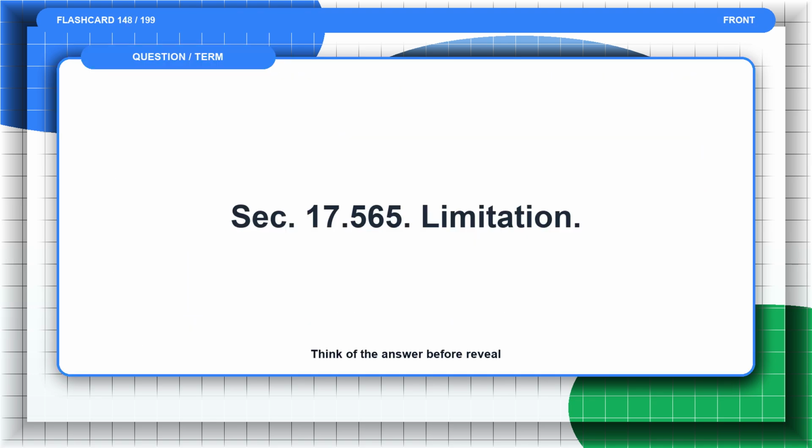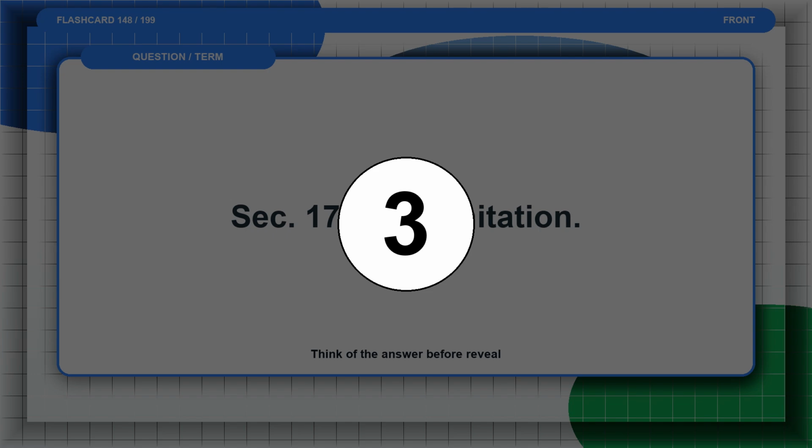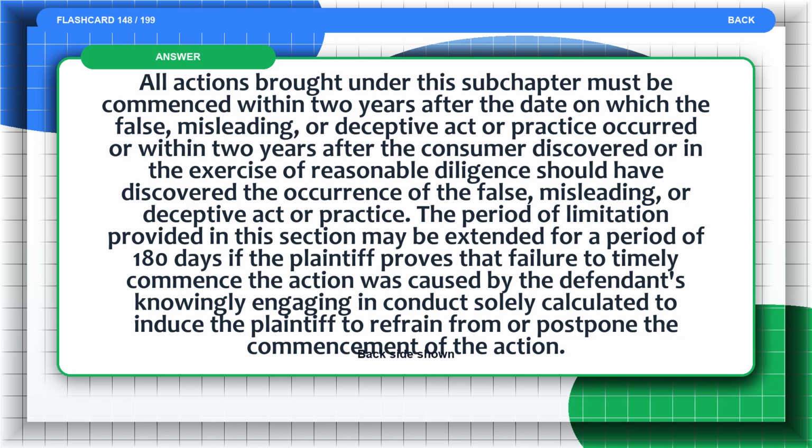Flashcard 148. Sec. 17.565. Limitation. Pause and think of the answer before the reveal. The answer is, all actions brought under this subchapter must be commenced within 2 years after the date on which the false, misleading, or deceptive act or practice occurred, or within 2 years after the consumer discovered or in the exercise of reasonable diligence should have discovered the occurrence of the false, misleading, or deceptive act or practice.